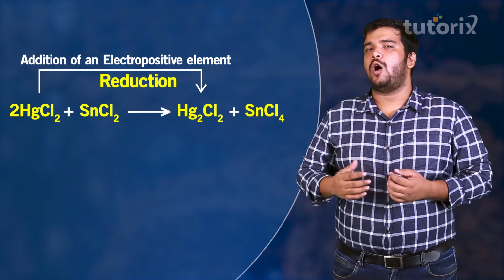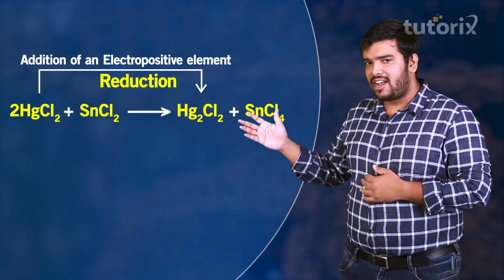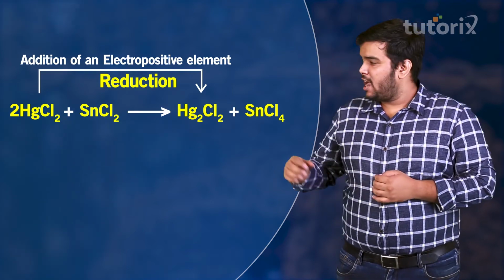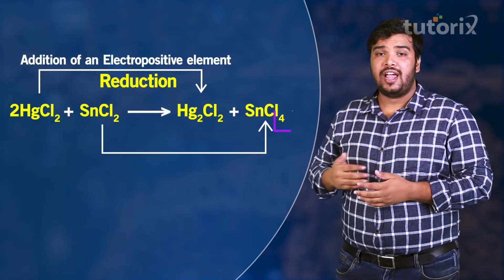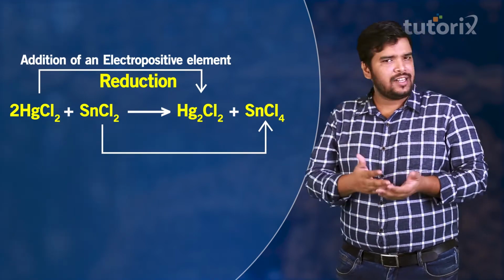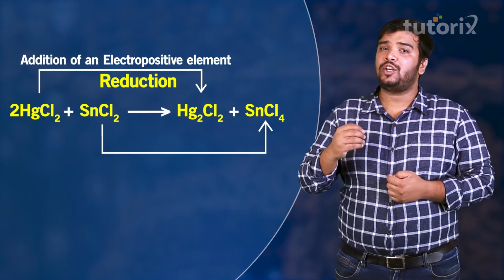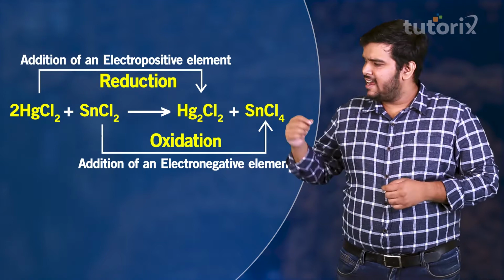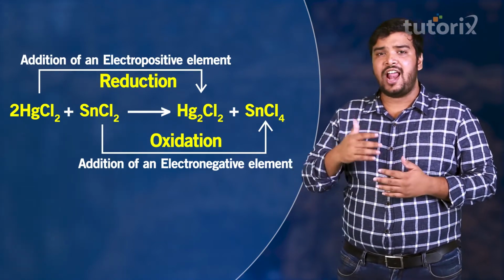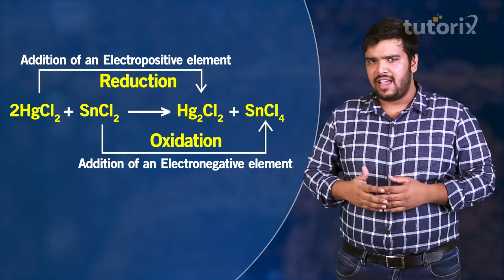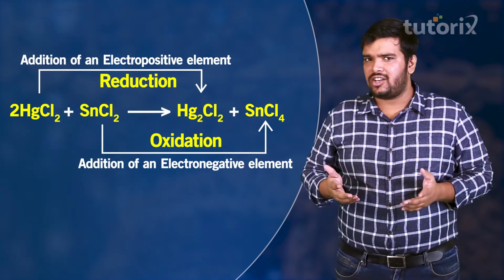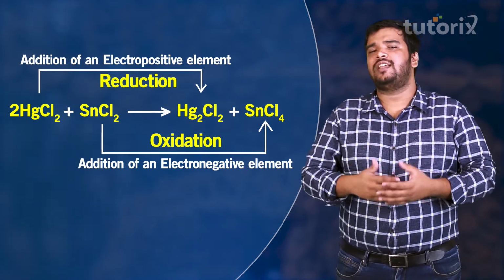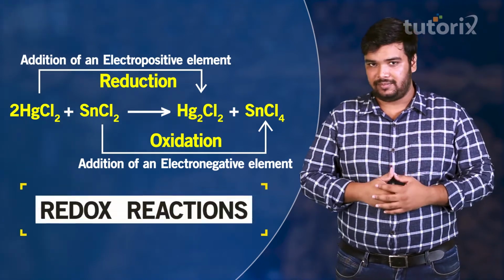Now it is very clearly evident that this reaction is a reduction reaction. But if you notice carefully, chlorine is being added to SnCl2 and it is becoming SnCl4. And what is that? Well, addition of electronegative element to SnCl2, which is oxidation. So as you can see, in this reaction, oxidation and reduction is happening simultaneously. And not only in this reaction, in any reaction, oxidation and reduction happen simultaneously. Hence, all of these reactions are called redox reactions.